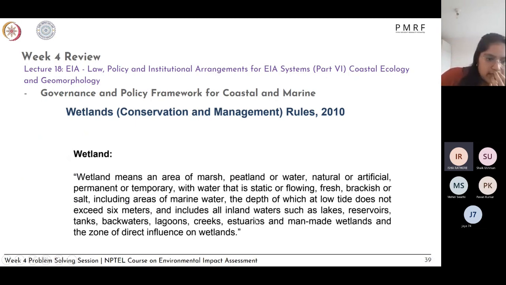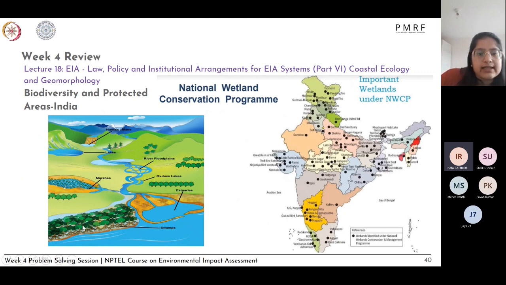So if you look at this image, all of these are wetland areas. You have the river floodplains, marshes, estuaries or swamps like mangroves, or the man-made water bodies formed because of dams. You have oxbow lakes formed by lake water being separated because of sedimentation. And according to the National Wetland Conservation Programme, we have quite a few wetlands under the NWCP. All of these are located in different states, and they are identified.